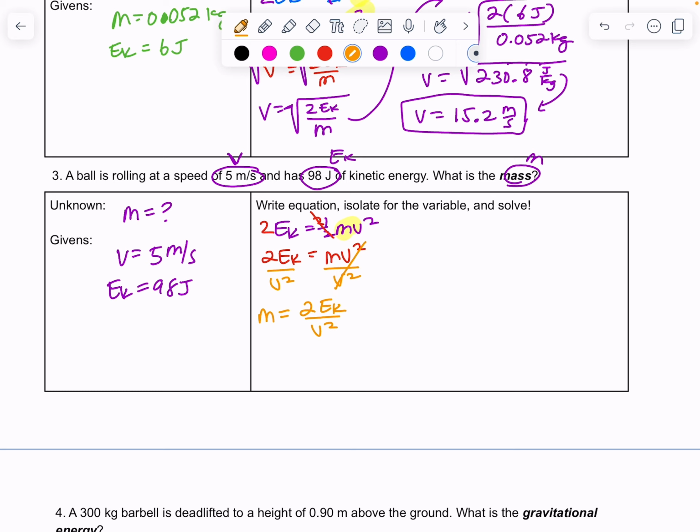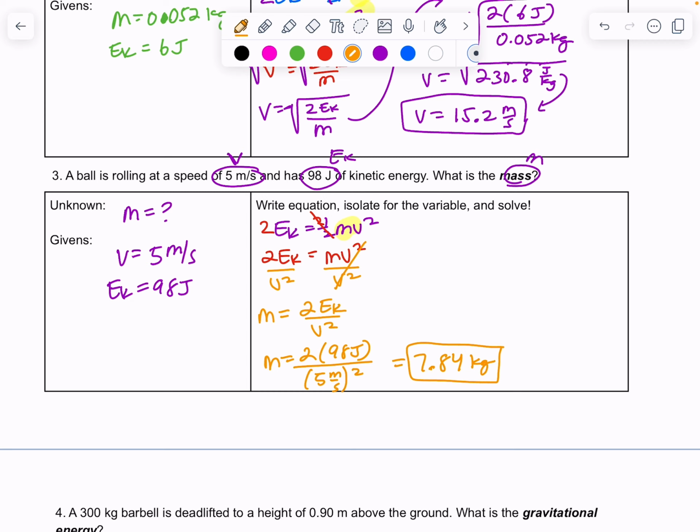So then the mass is going to be 2 times the EK, which was 98 joules, divided by 5 meters per second, that whole thing squared. Again, don't worry so much because the units are slightly confusing. 2 times 98, divided by 5 squared, or 25, is going to give me 7.84, and since it's a mass, I know it's going to be in kilograms.